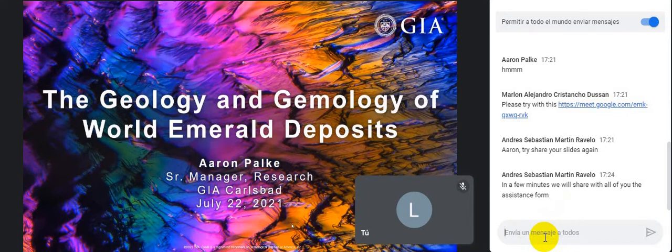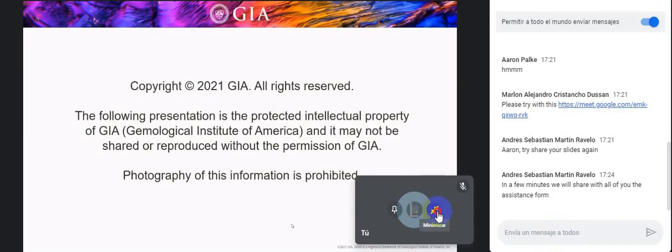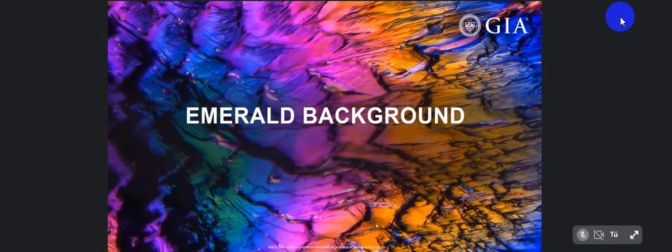So I hope there's not too much overlap in our talks, but I want to go over a few more things and a little bit about geographic origin determination, which is a major challenge and issue in the gemological laboratory right now. But first, we'll start with a little bit of background.